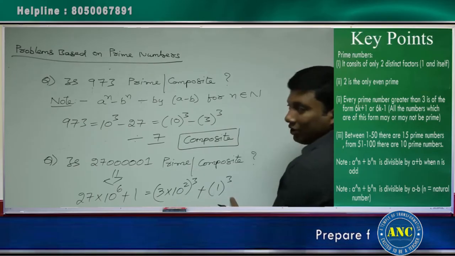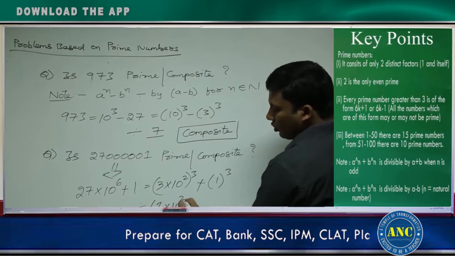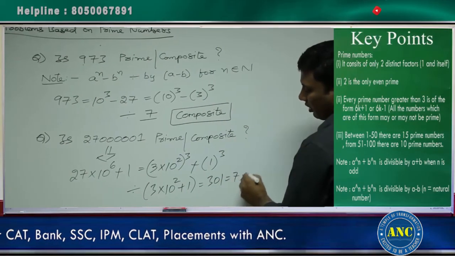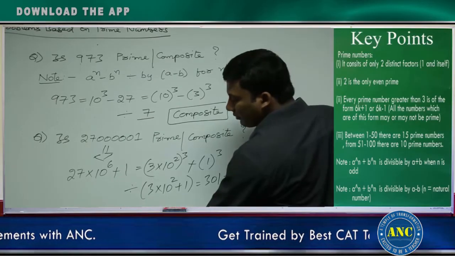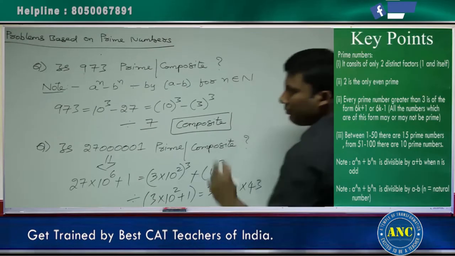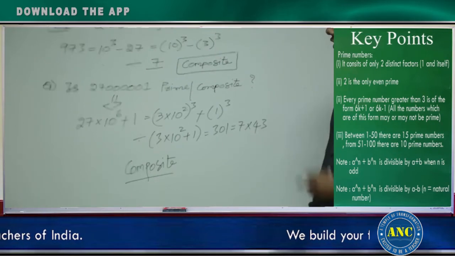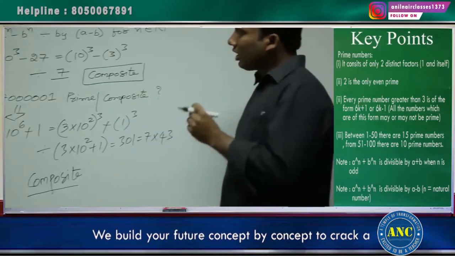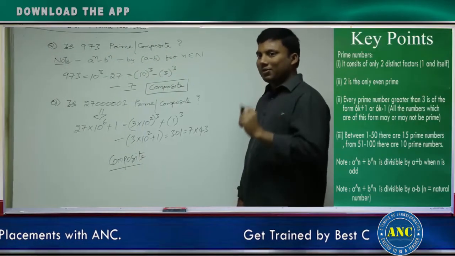a cube plus b cube is always divisible by a plus b. 3 into 10 square plus 1 is 301, which is 7 into 43. Any number divisible by 7 and 43 is a composite number. So in all these problems, to check whether a number is prime or composite, we are trying to decompose the number in the form of a power n plus or minus b power n.